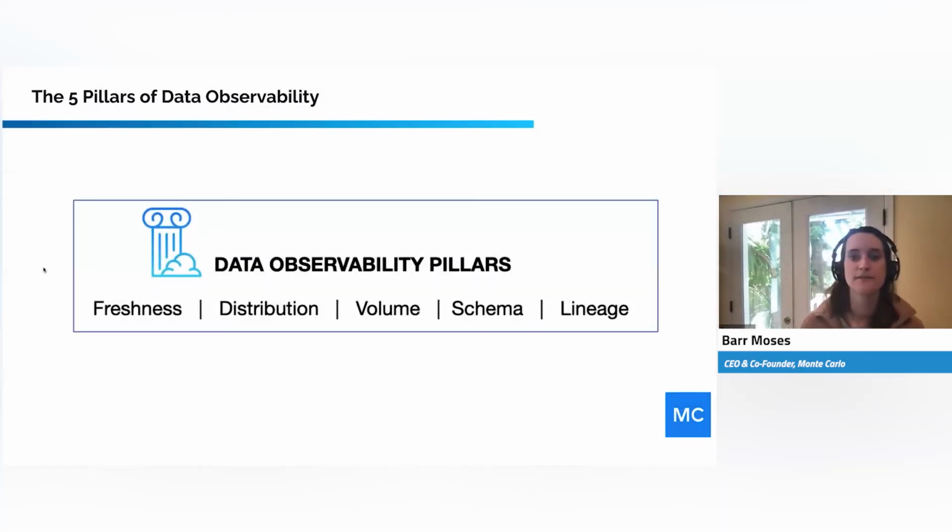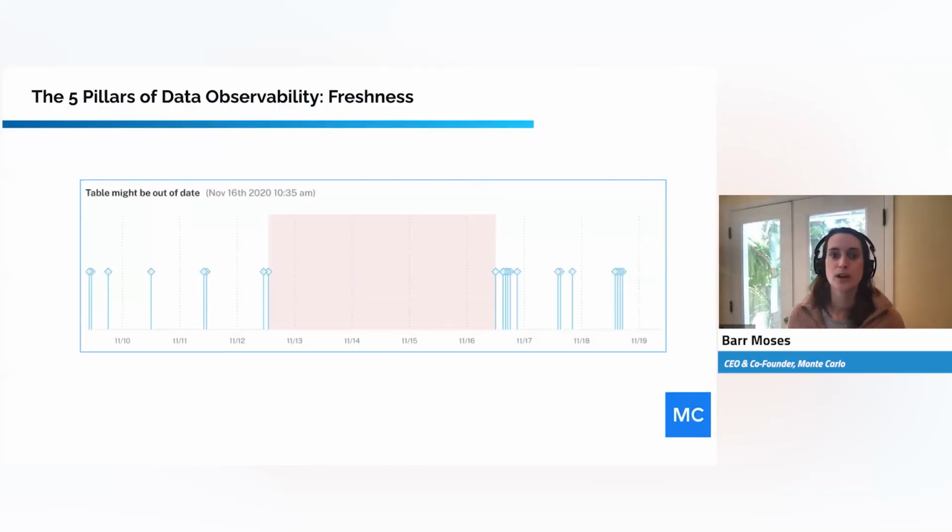So just like you have 3 pillars of observability for software reliability, every data team has pillars of observability for data reliability and data trust. And I've broken these down into 5 major areas of data health that are strong indicators of whether or not something has broken or gone wrong: freshness, distribution, volume, schema, and lineage. So let's walk through each of these for a little bit.